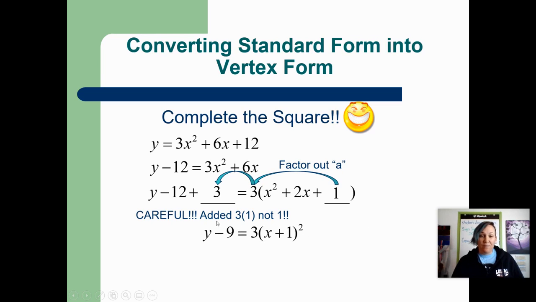As a final step, I do want this number to be after the parentheses. So I'm going to add this 9 over here to the end of the problem. And then this is my final answer. This is the vertex form for this standard form. Both of these equations, when you graph them, would give you the same parabola.